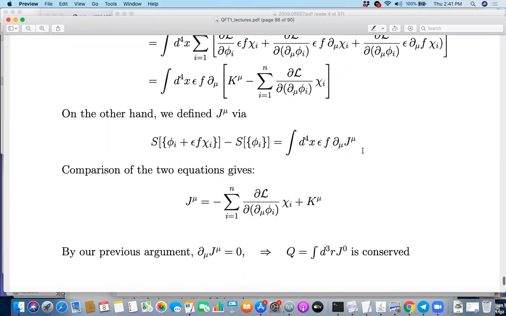But this also tells us what J mu is, right? Just compare these two. That gives J mu as K mu minus this combination. And then by our previous argument, we know that the divergence of J mu is 0, and hence this quantity Q, which involves the integral of J0, must be conserved. dQ/dt is 0.